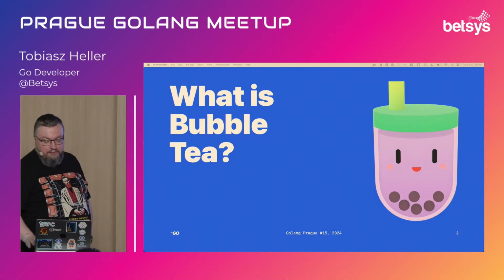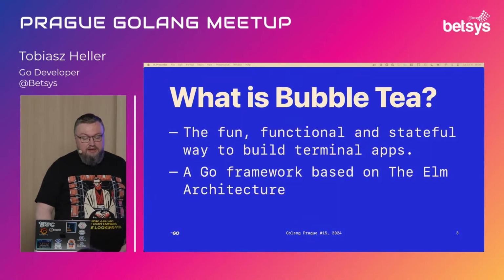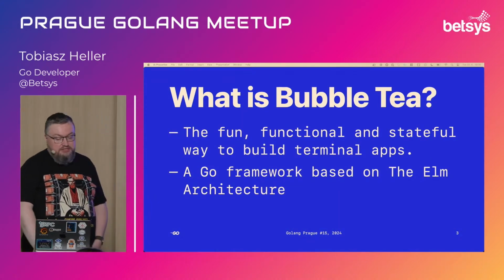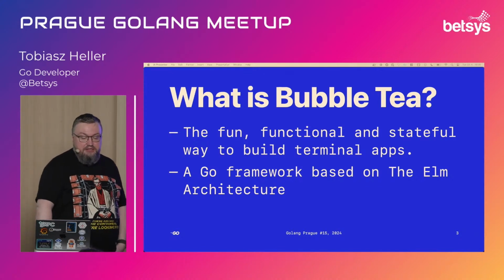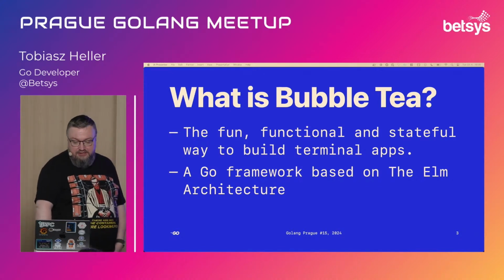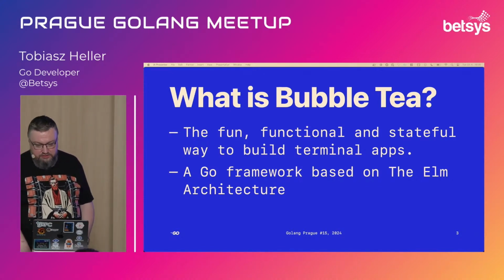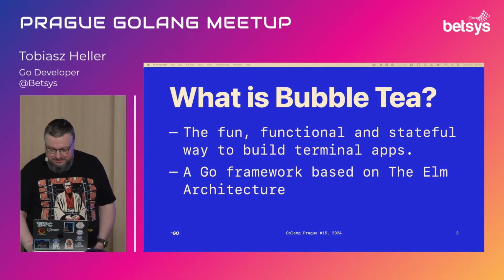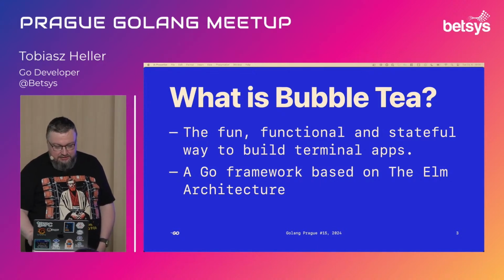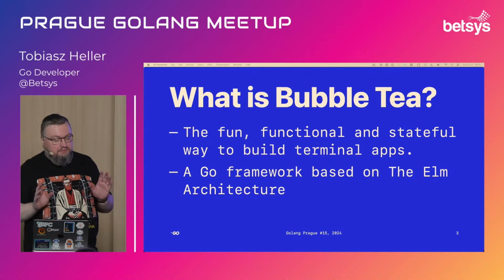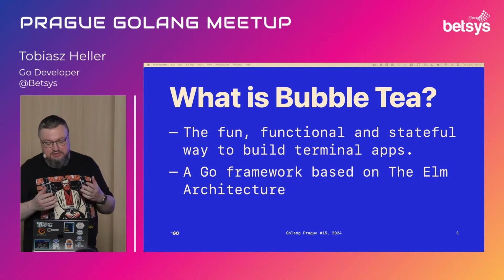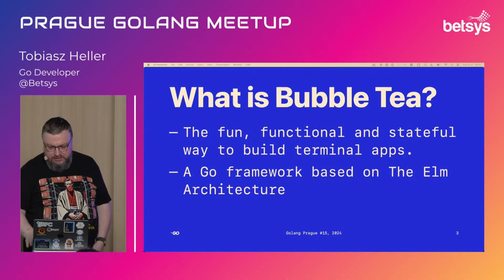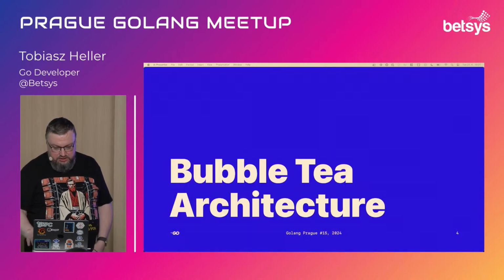Bubble Tea is a Go library. It's usually functional. It's inspired by the Elm architecture, which I will explain later if you are not Elm developers. It's usually used to make stateful, built terminal applications. It's quite nice if you are working with terminals. You can do what you need.